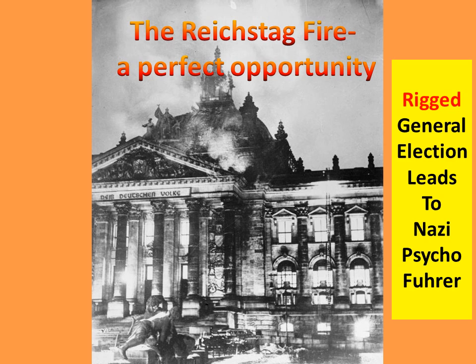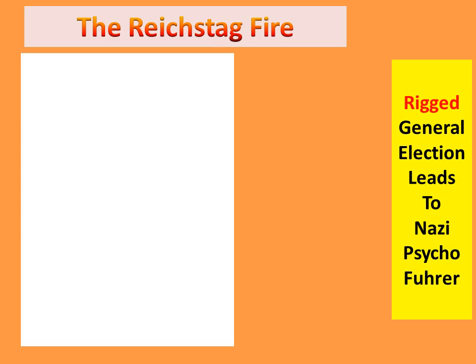This is all too convenient because it happens the week before the general election is about to start. What's the link between this and the general election? Well, it will become clear very soon. So the Reichstag fire. It happens on the 27th of February 1933. It starts around 9 p.m., so it's in the evening.